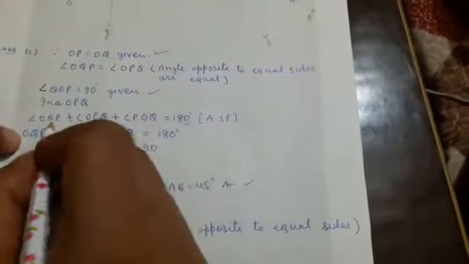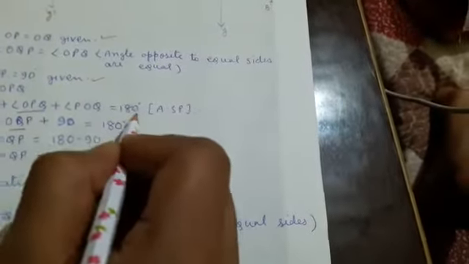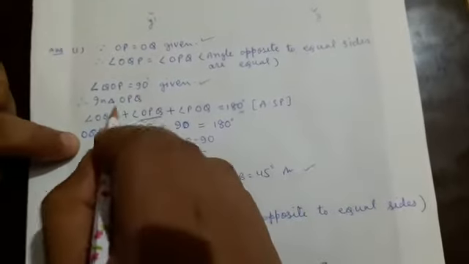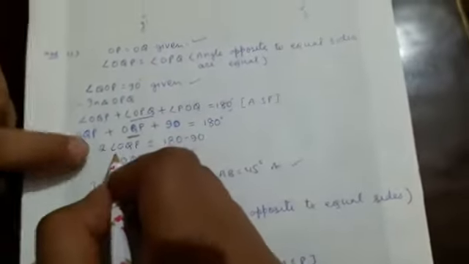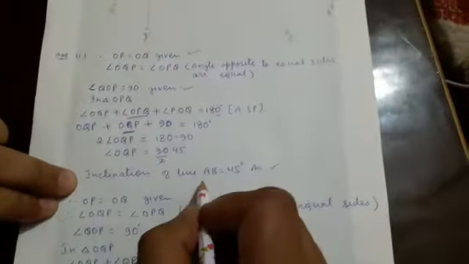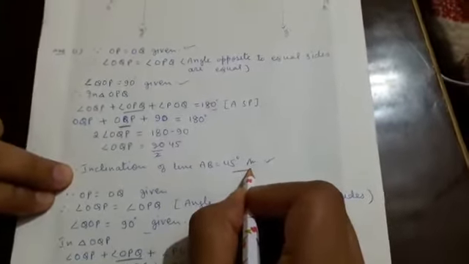Now in triangle OPQ, since these two sides are equal, these angles are equal. So OQP plus OPQ plus POQ is equal to 180 degrees by the angle sum property. So OQP plus OQP plus 90 degrees is equal to 180 degrees. In place of OPQ we will write OQP, because both are equal. So 2 OQP is equal to 180 minus 90. So OQP is equal to 90 divided by 2, that is equal to 45 degrees. Therefore, the inclination of line AB is equal to 45 degrees. This will be your answer.